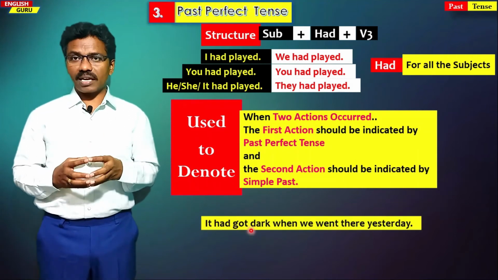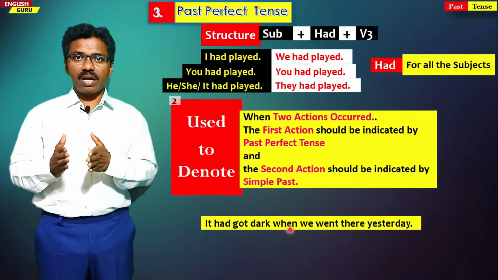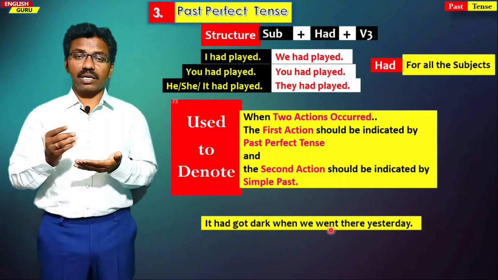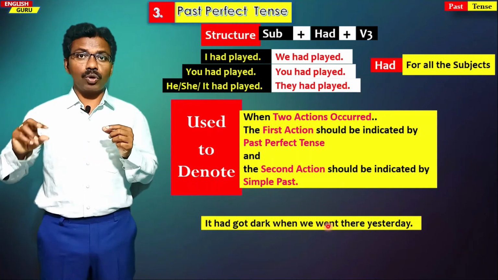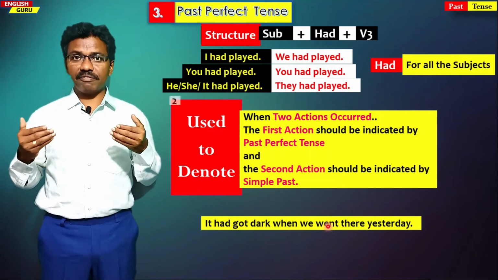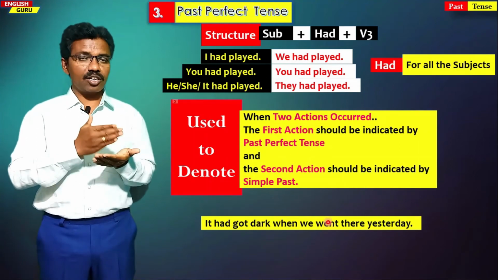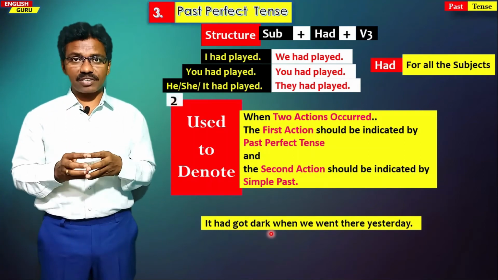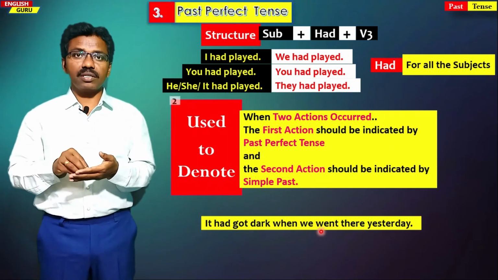It had got dark when we went there yesterday. So here, it had got dark. Had got is a past perfect structure. We went is a simple past tense. So there are two actions. We went there, so going there is one activity. Getting dark is another activity. Which happened first? Getting dark happened. That's the reason it had got dark is written in past perfect tense. Whereas the second happened action is going there, that is, we went there. So that's the reason it is written in simple past tense.